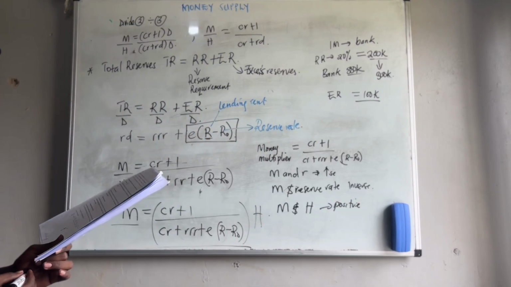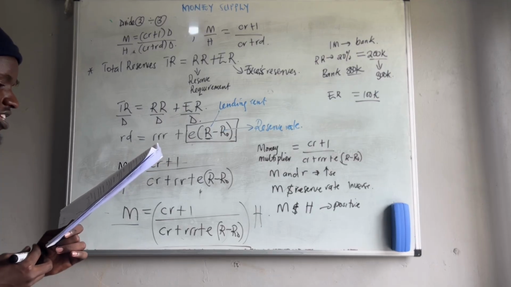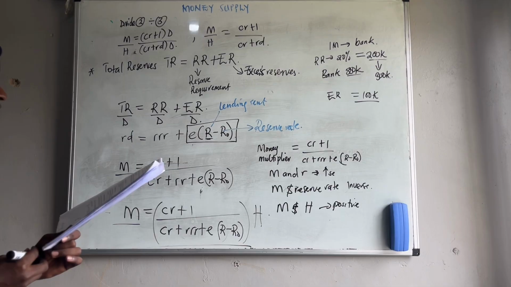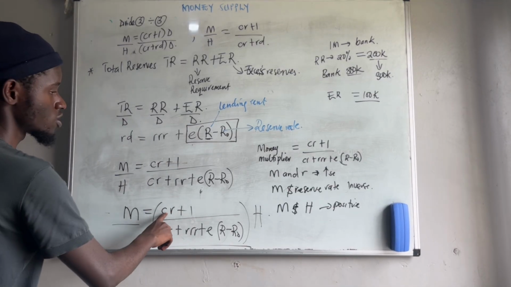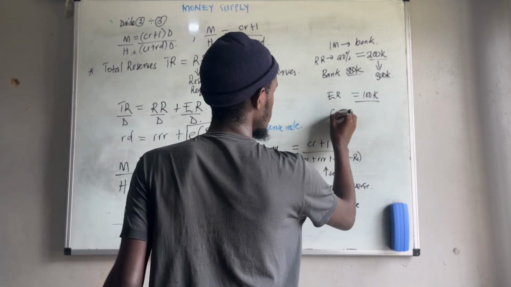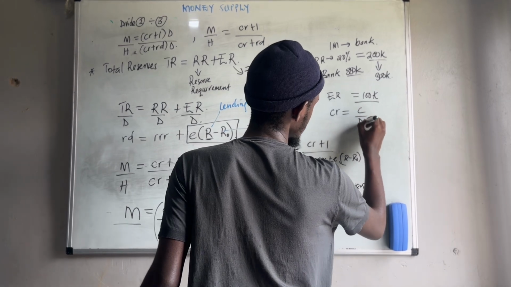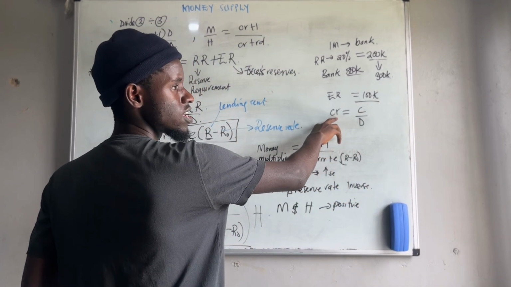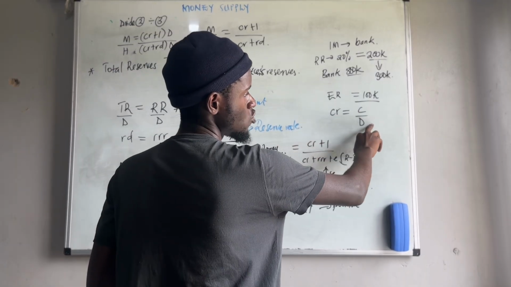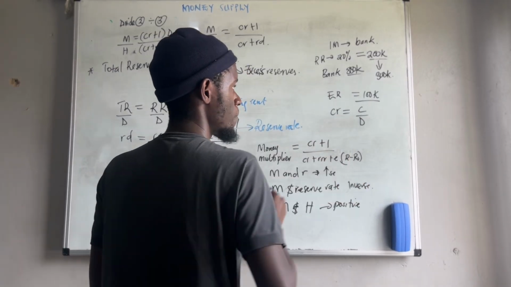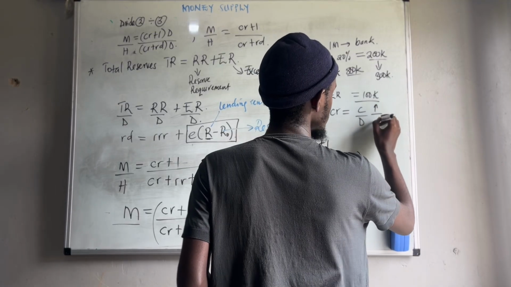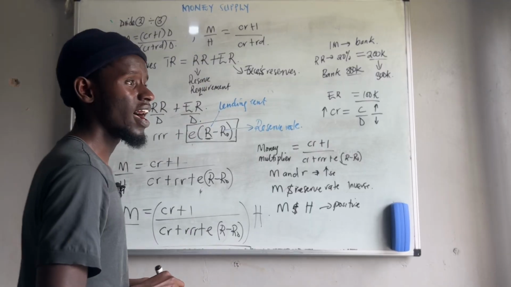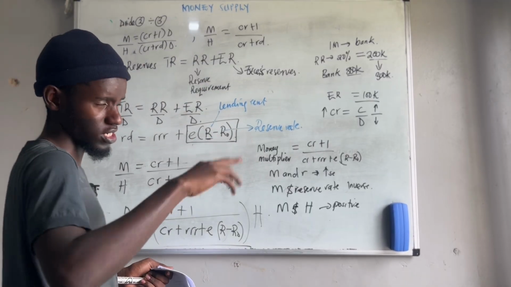Now, lastly, let's talk about the required reserve ratio. We've talked about it, and then the currency deposit ratio. The currency deposit ratio is our CR, which is currency over deposit. If the CR increases, it means that the numerator is bigger than the denominator. It means that people have a lot of cash with them and they have less money as deposits. The deposits are low.